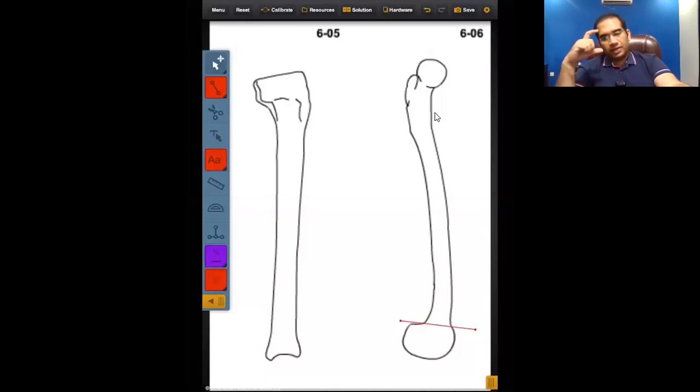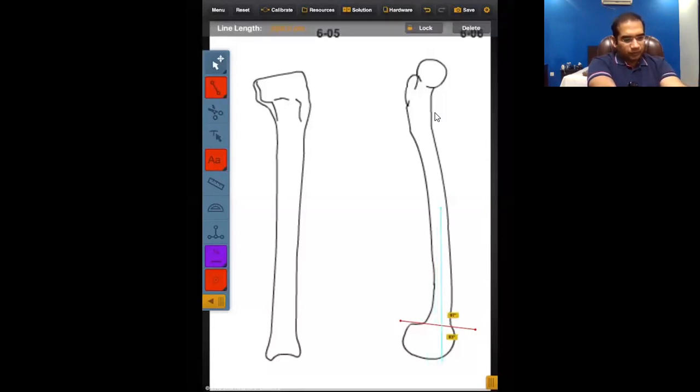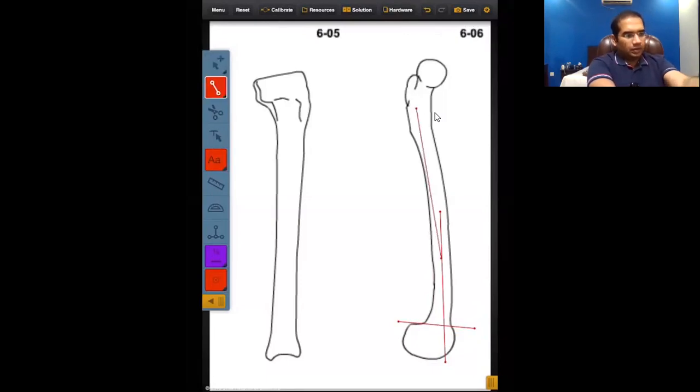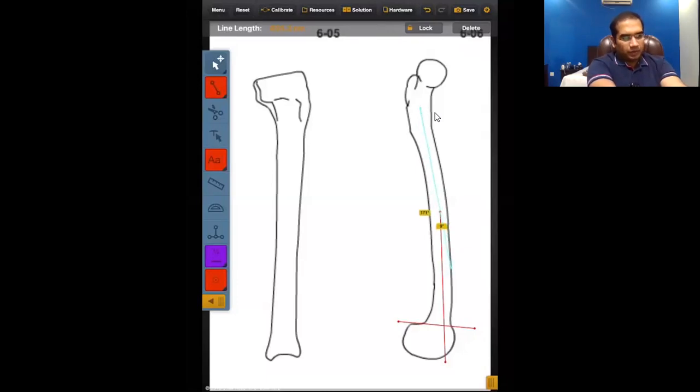So we divide the anatomical shaft of the femur into two parts, the upper half and the lower half, and we draw two independent, individual mid diaphyseal lines: one for the upper half of the femur shaft and one for the lower half.